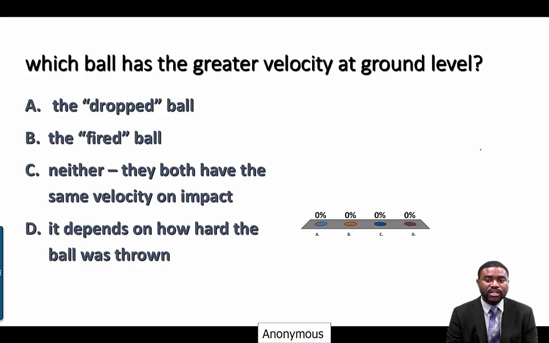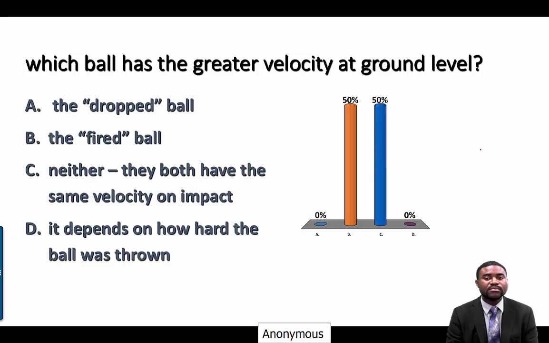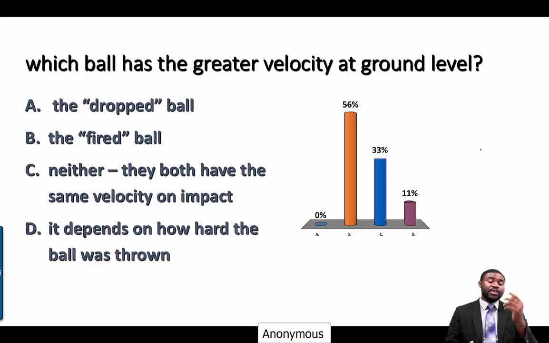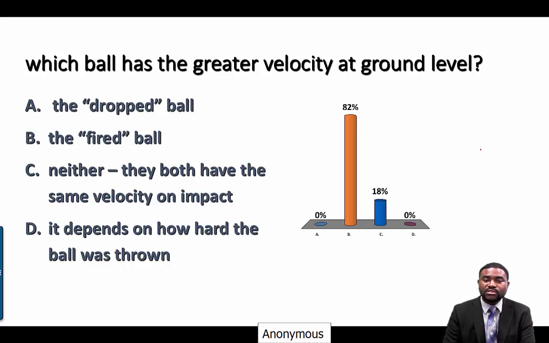Question. Polling starts. Which ball has the greater speed at the ground level? You mean greater speed? Is it the ball that was dropped or the ball that was fired horizontally? The ball is fired. So you just mean the greater speed, right? Yeah, the greater velocity at the ground level. But velocity has direction. Yeah, let's say greater speed.